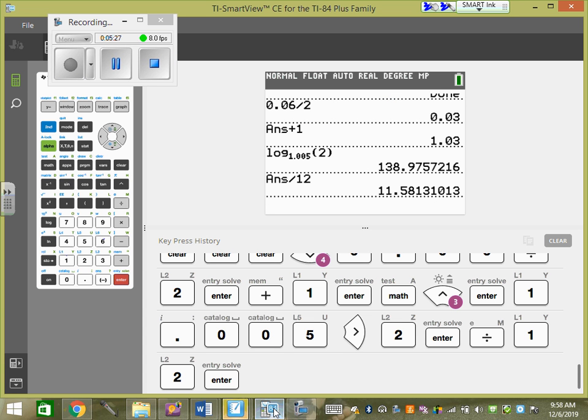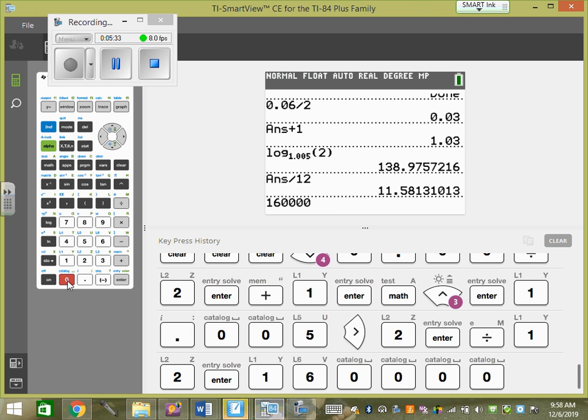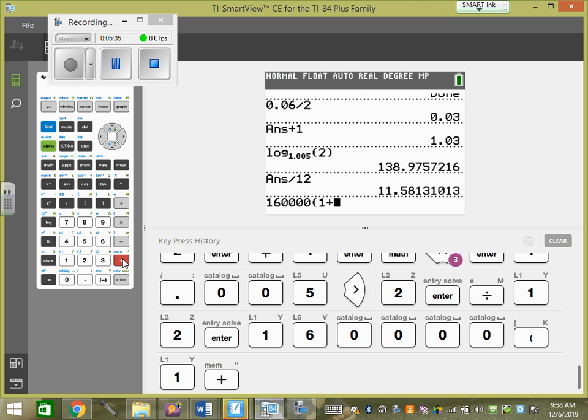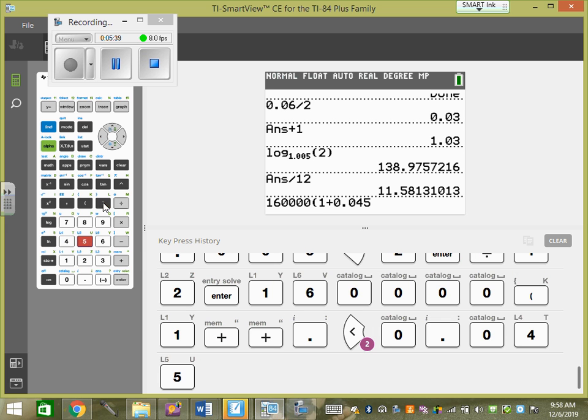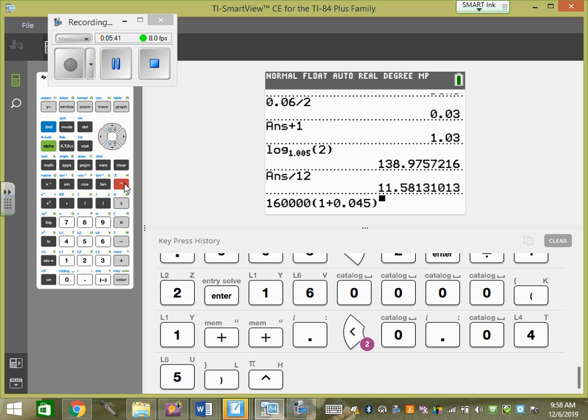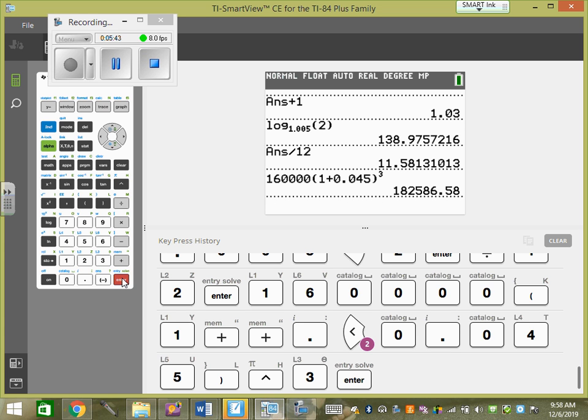So we're going to go 160,000 bracket 1 plus 0.045 to the 3. Now, our answer is 182,586.58. How many people is that?